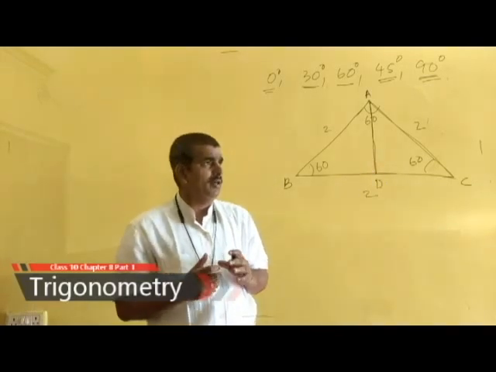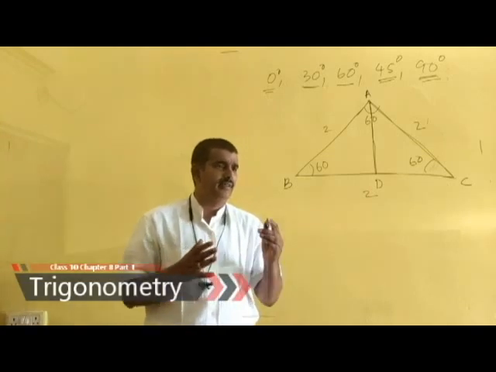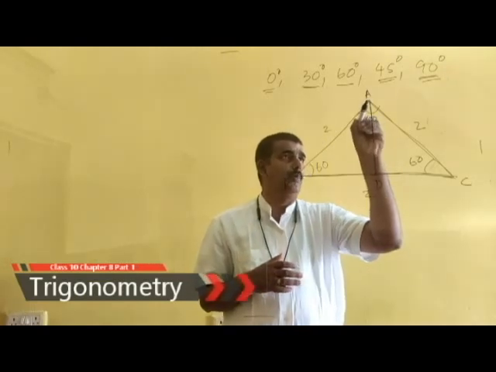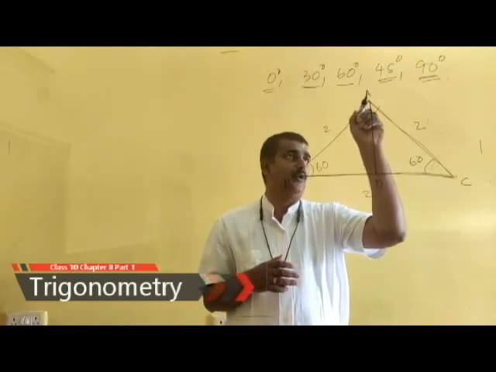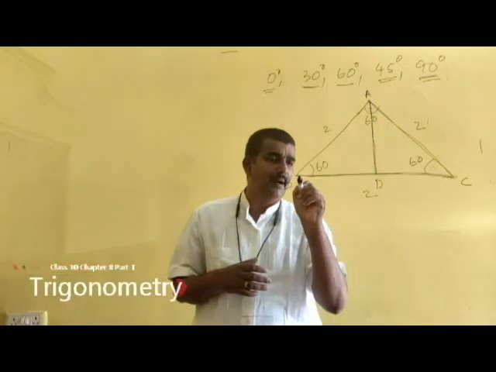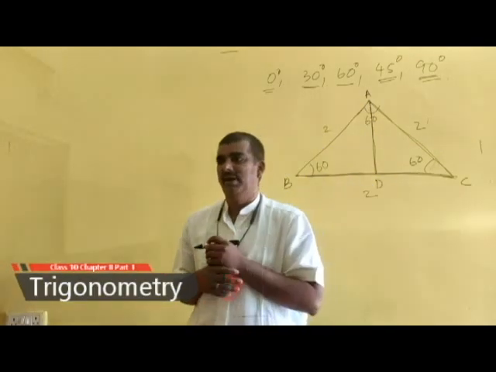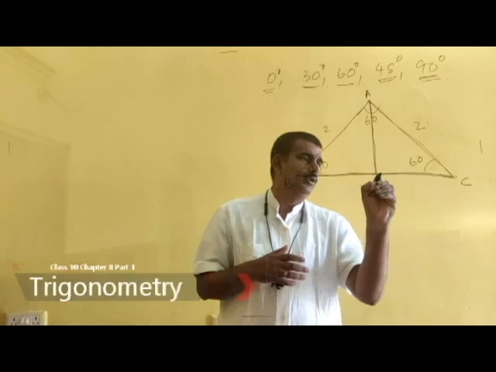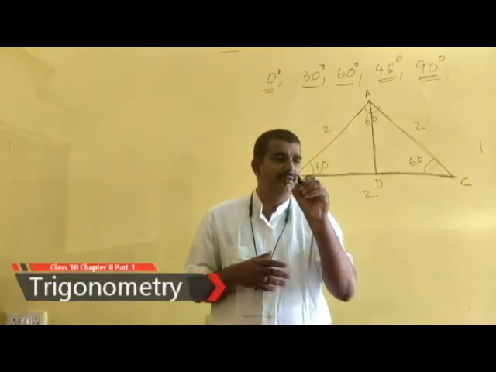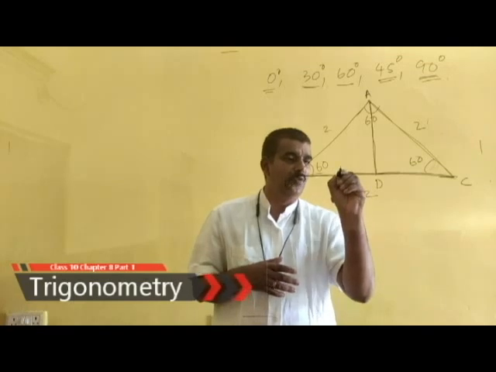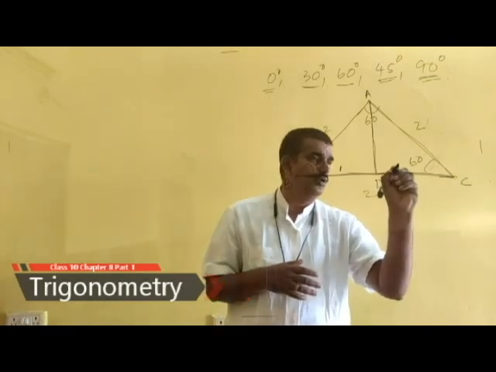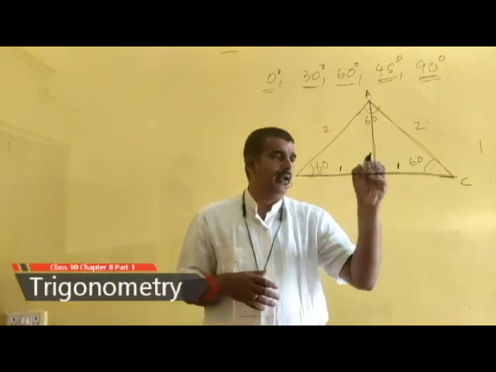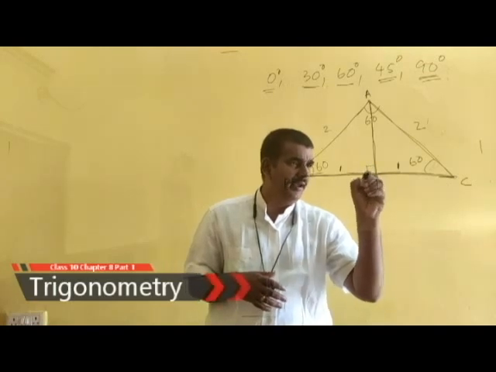That perpendicular will be the altitude of the triangle and that altitude will bisect the third side. See, if you are drawing a perpendicular from A, that perpendicular will bisect the opposite side. Bisects means it will divide equally. So if the side is 2 units, then what will be this distance BD? That will be 1 and this DC is also 1.